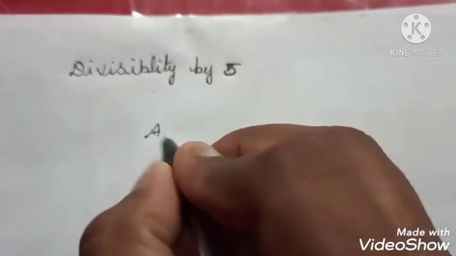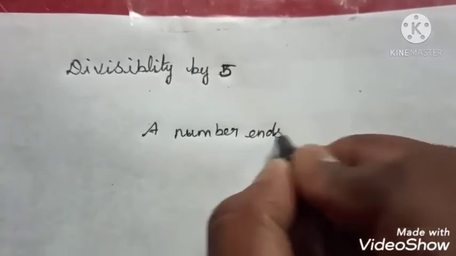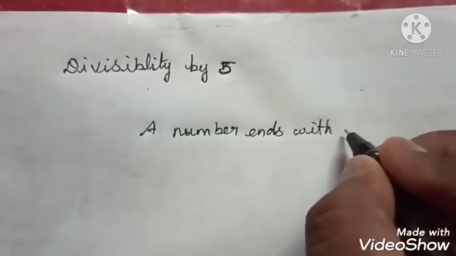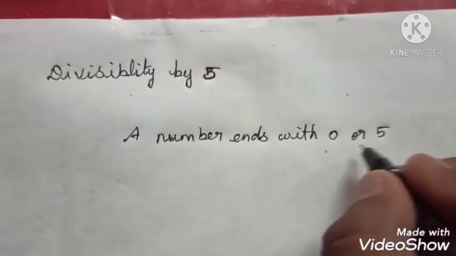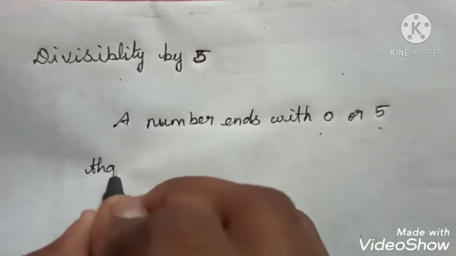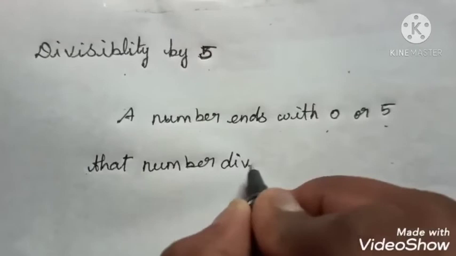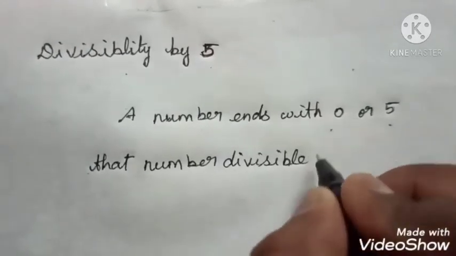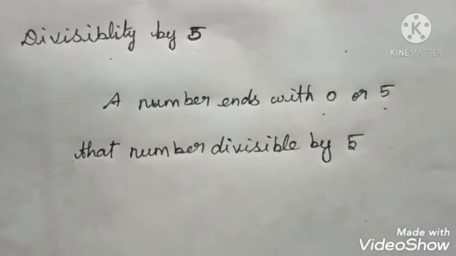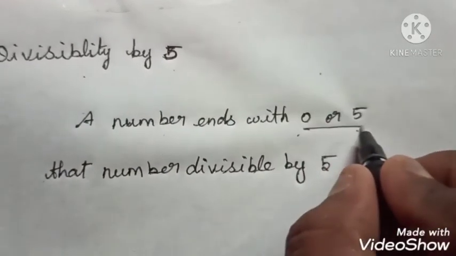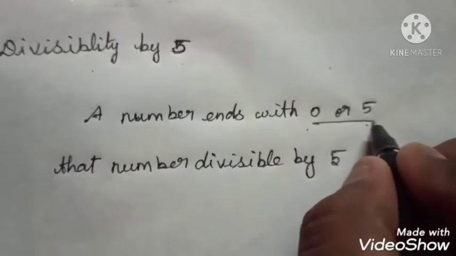Here, a number ends with 0 or 5. A number that ends with 0 or 5, that number is divisible by 5. That means the unit digit of a number is either 0 or 5, because any one of these digits is present in the unit digit.